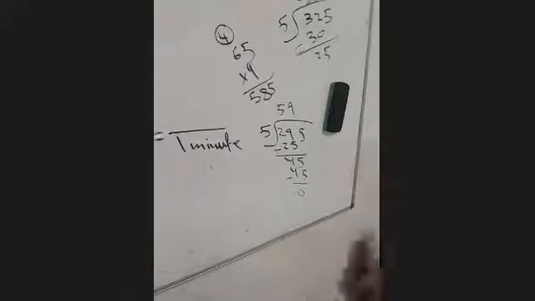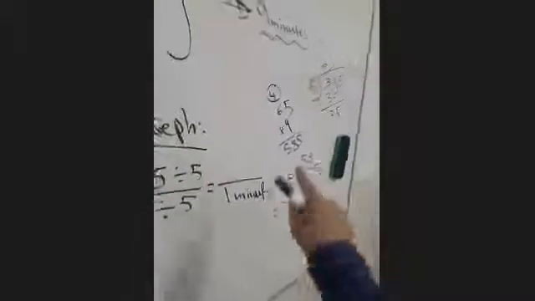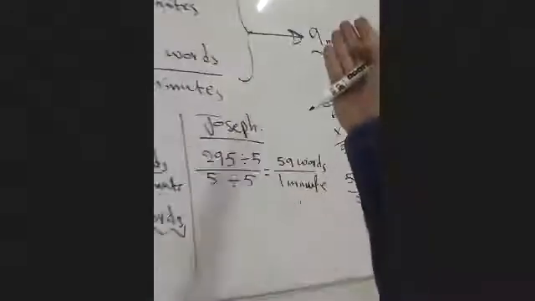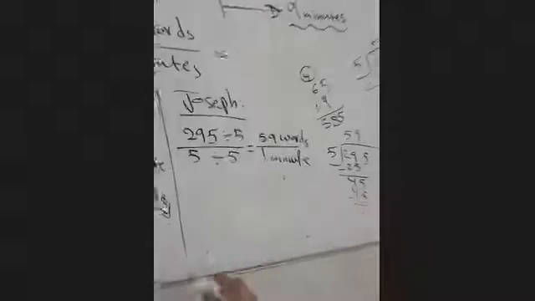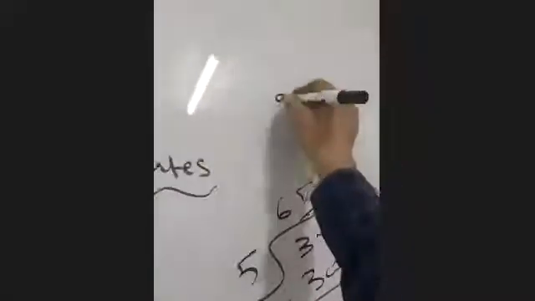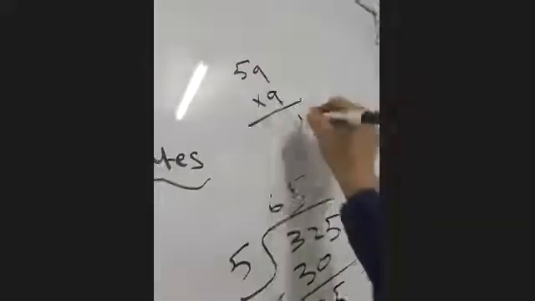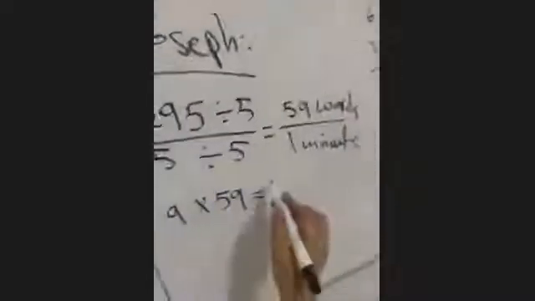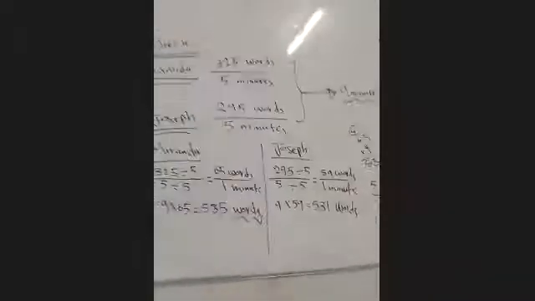59 words. Now, in 9 minutes for Joseph, we'll multiply 9 by 59. 9 by 9, 81. 9 by 5, 45, with 8, 53. 531 words. Let's come back here. Let me erase these calculations. I don't need them in my solutions.